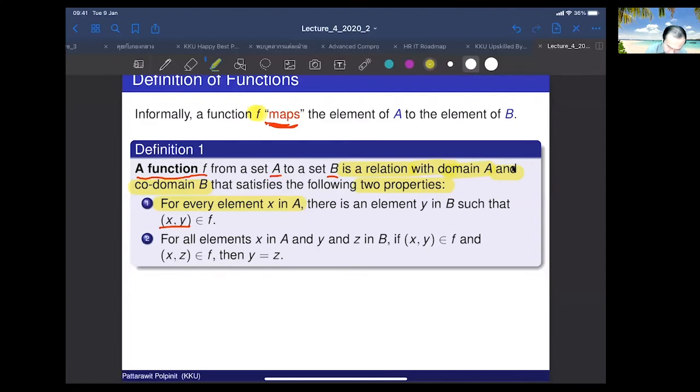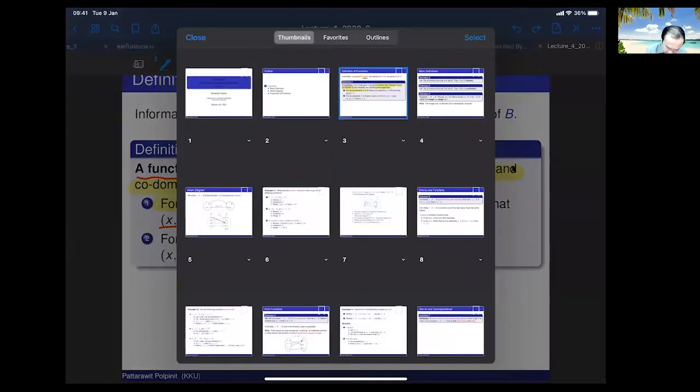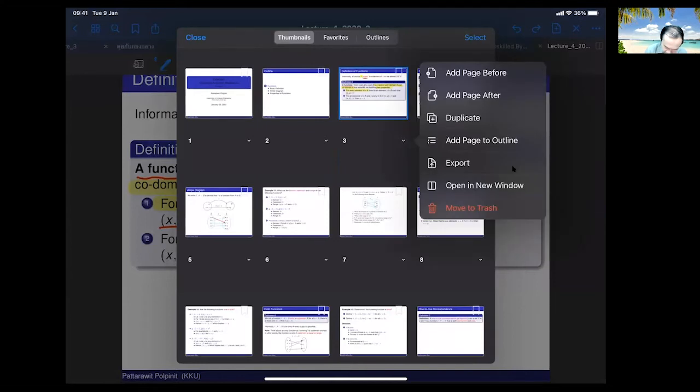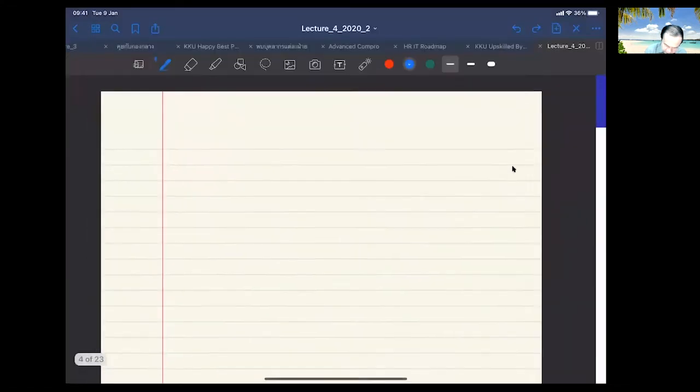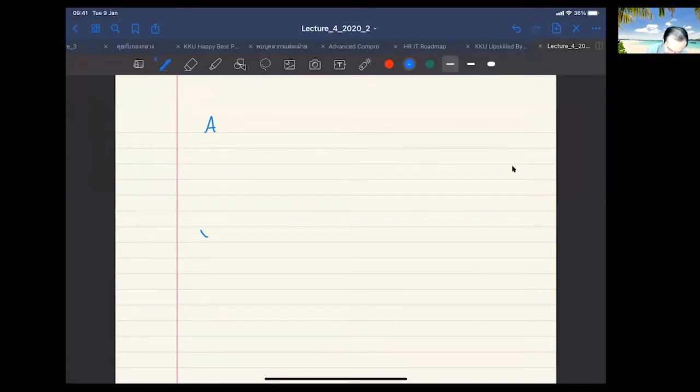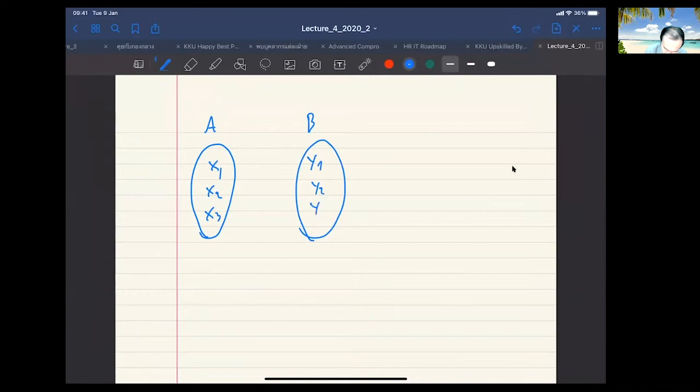So for example, let me just draw you a picture of something that you can relate it to. Let's say I have a set, add another slide. Okay. Let's say that you have a set A. In this one you have x1, x2, x3. And you have set B. You have y1, y2, y3, y4. Okay. Let's say that you have a function f from A to B, okay?